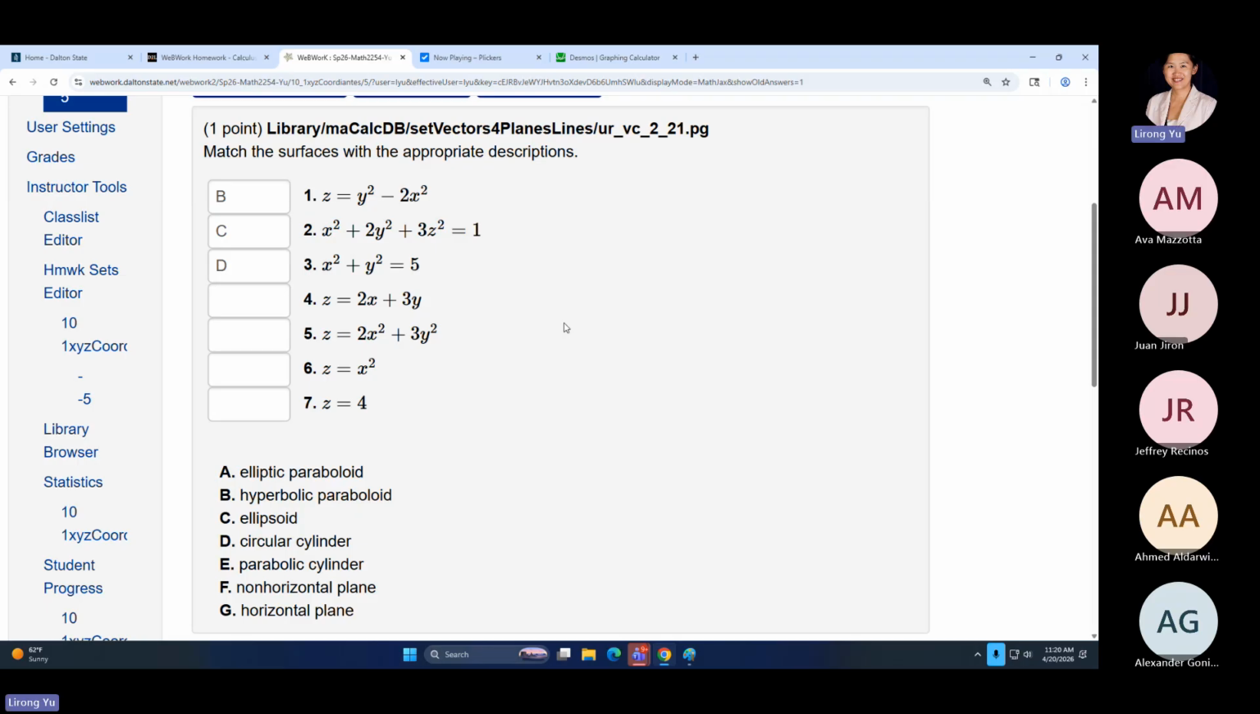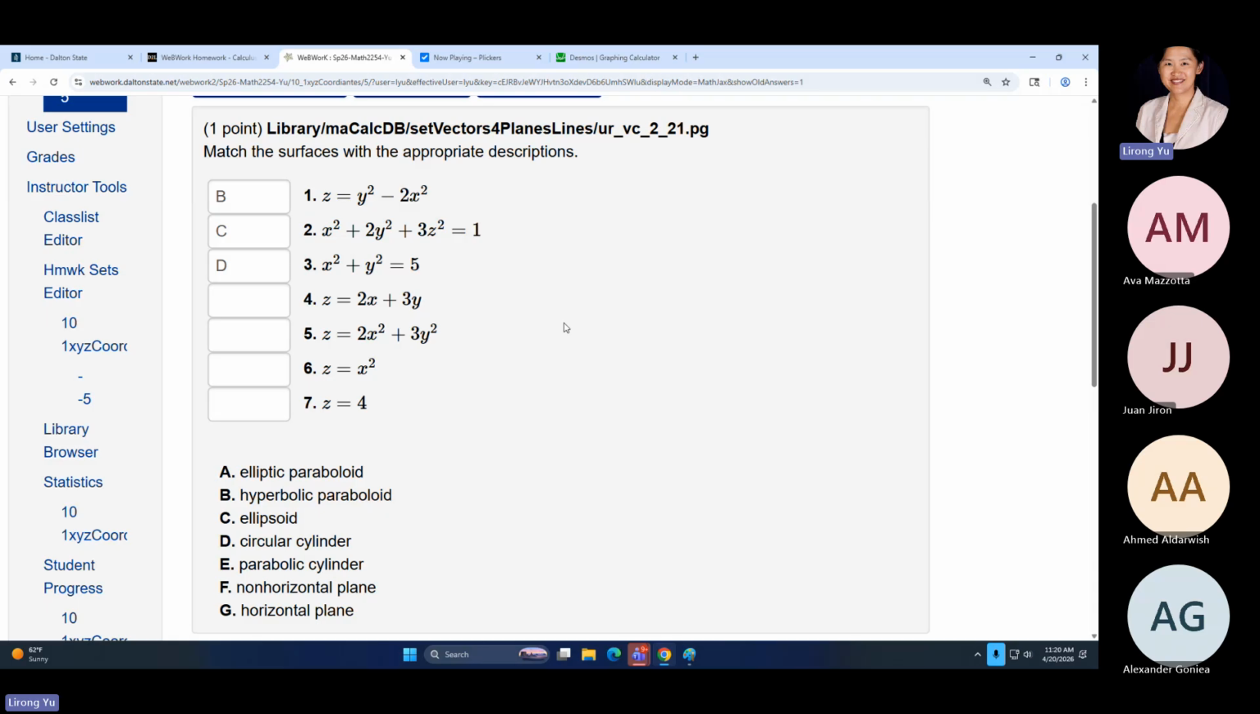When all the variables are degree 1, it is a plane. What kind of plane? It's not horizontal, so we would answer that. Number 7, z equals 4, is the horizontal one, because z is the vertical coordinate and it equals 4. So G is a horizontal plane, and that leaves these two. This one, between x and y, is elliptical because the coefficients are 2 and 3.